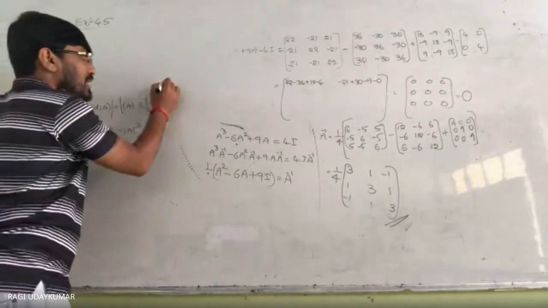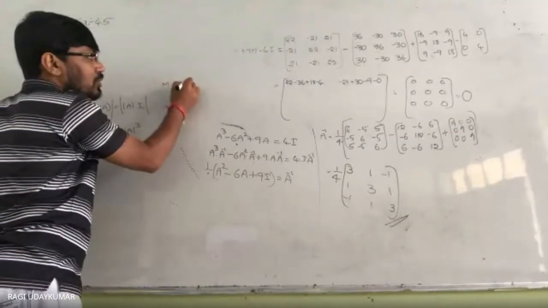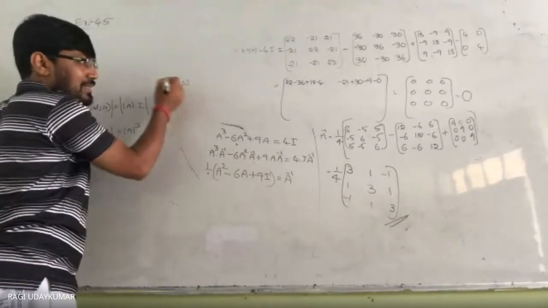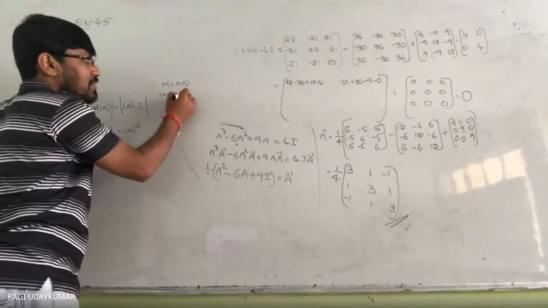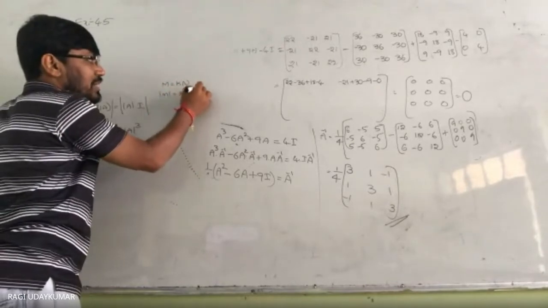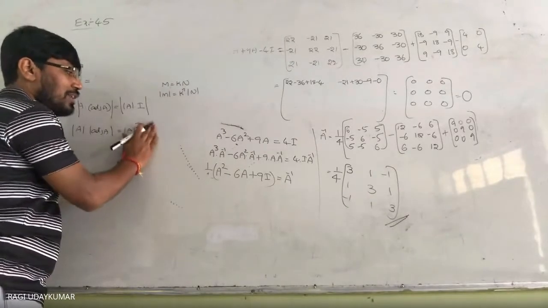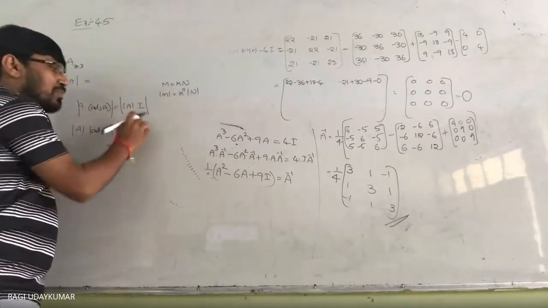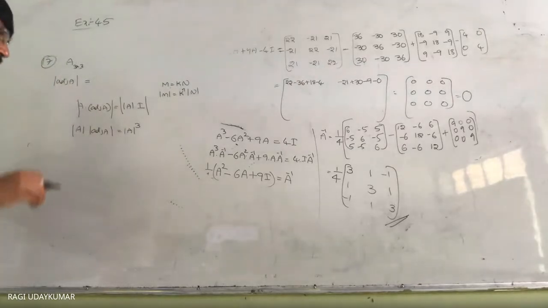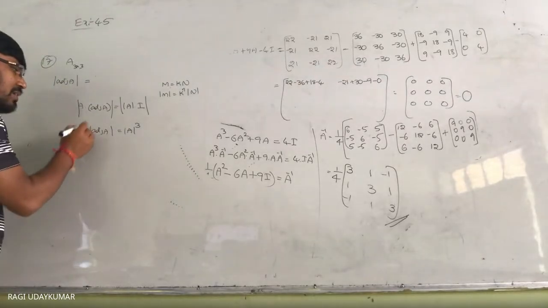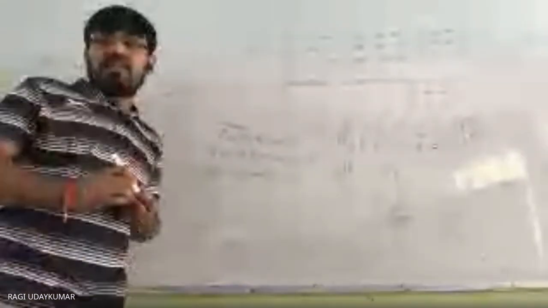Why? What is the theorem we are using here? M is equal to K into N, where M and N are matrices. So determinant of M is equal to K to the power of n into determinant of N. Determinant of I is 1 here. So K to the power of n, and here we take power 2. So we are going to get determinant of A whole square. Very, very important question, asked every time in the exam.